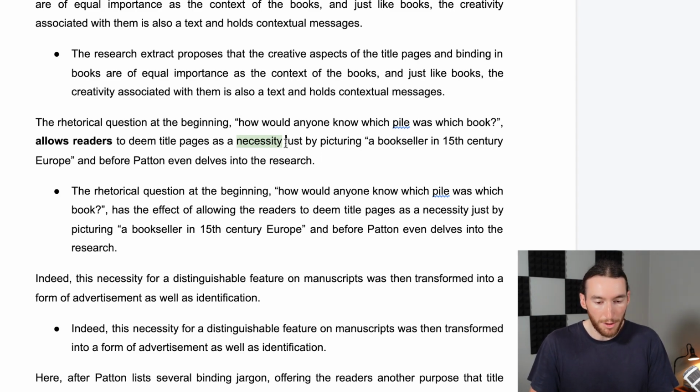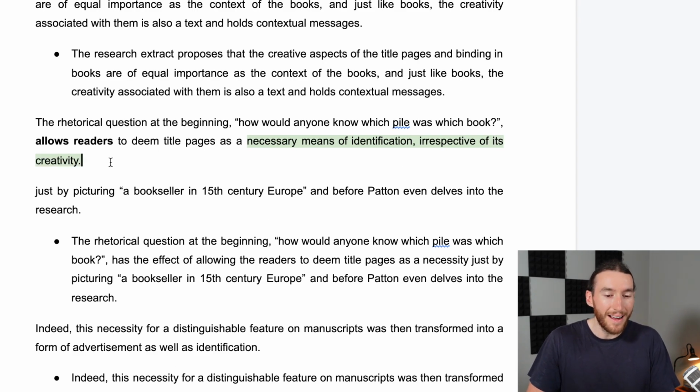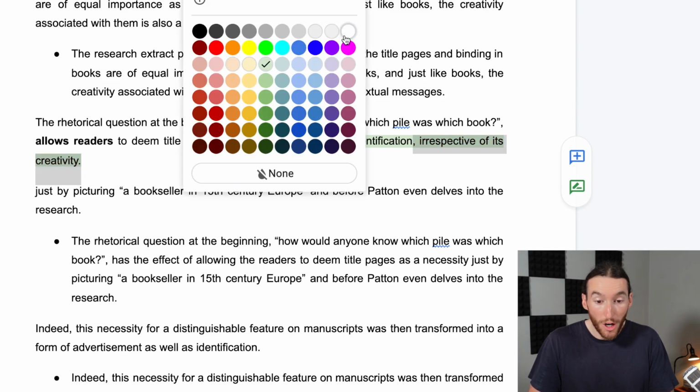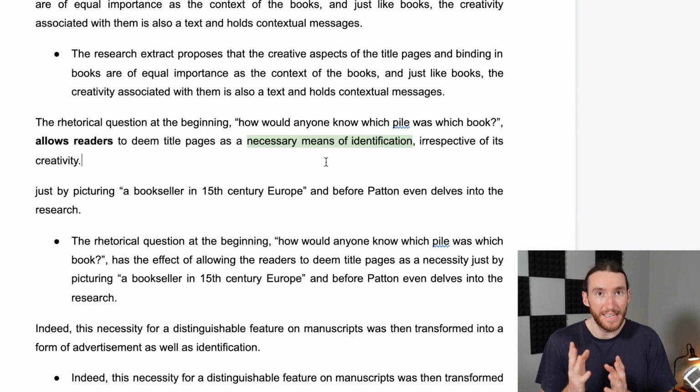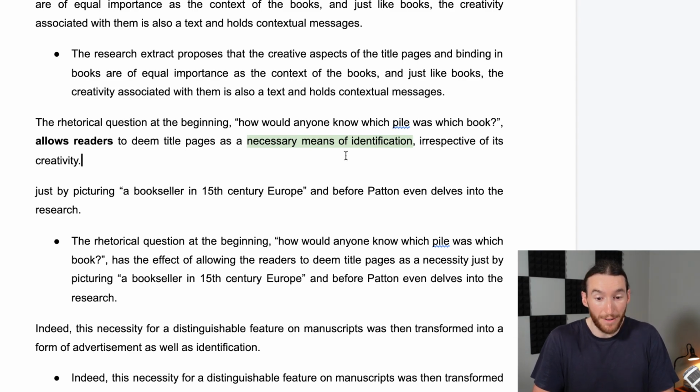I'll tell you something I would potentially tweak. The rhetorical question at the beginning, how would anyone know which pile, allows readers to deem as a necessary, I'll say necessary, means of identification, irrespective of its creativity. I like the irrespective of its creativity as an add-in here because it links back to the question and says, hey, the relationship between books and the title page wasn't always one that involved creativity. It was actually just a practical means of identification.